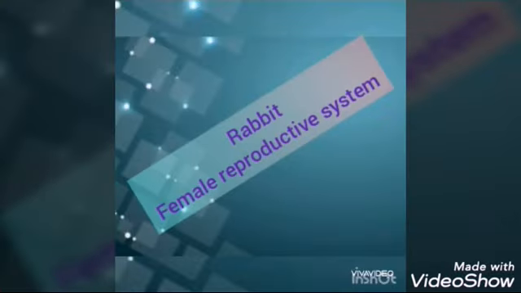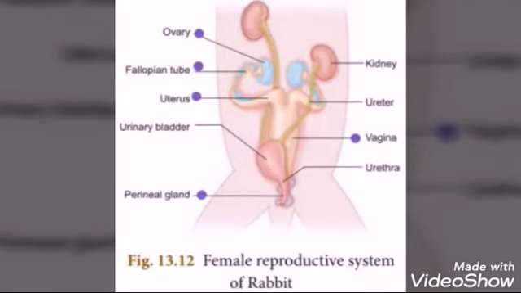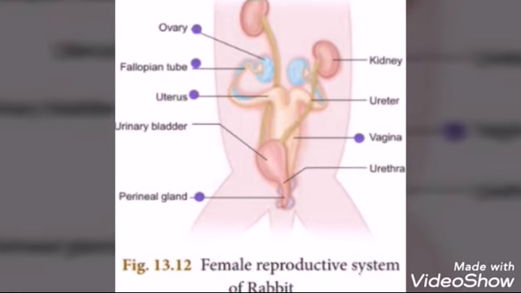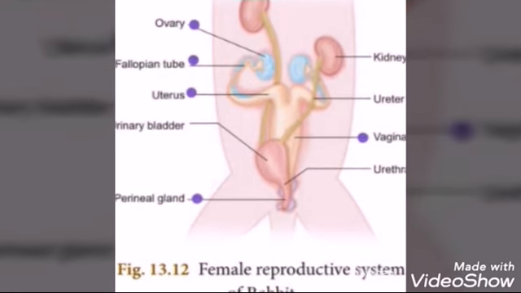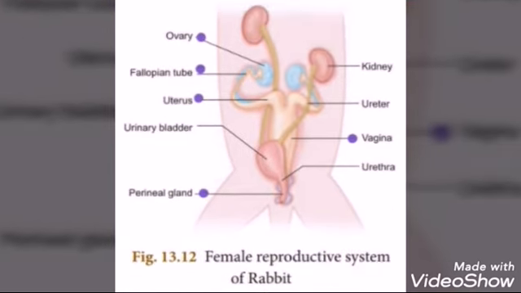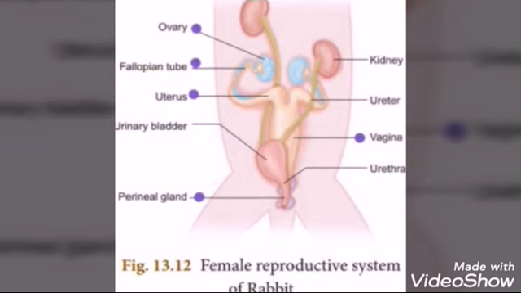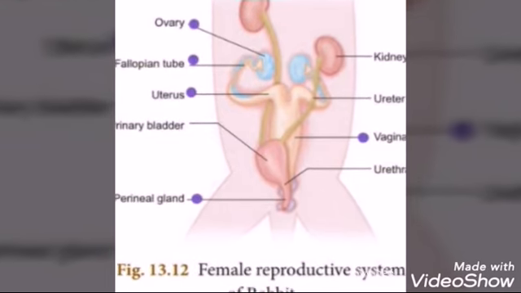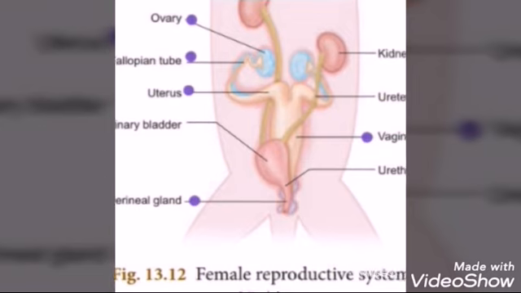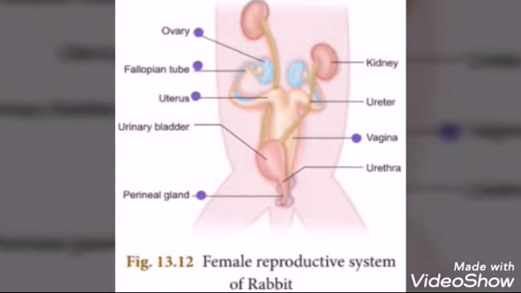Next, female reproductive system of rabbit. The female reproductive system of rabbit consists of pair of ovaries, pair of oviducts, pair of ureter, vagina, vestibule, Cowper's gland and perineal gland. Pair of ovaries are located in the abdominal cavity. A pair of oviducts opens into the body cavity from each side of the ovary. The anterior part of the oviduct is the fallopian tube.